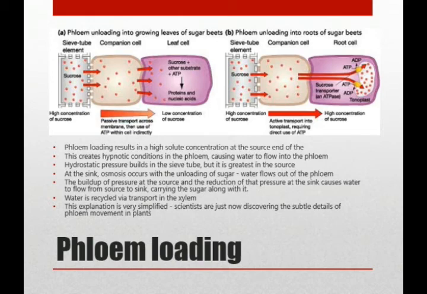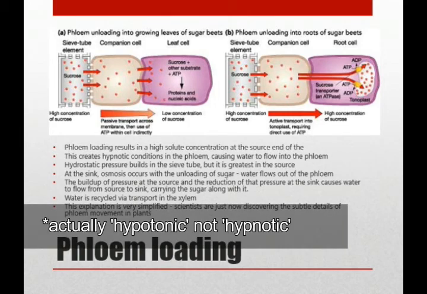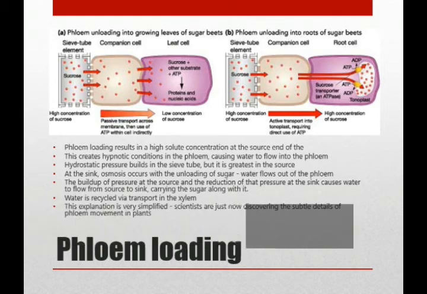Phloem loading. Phloem loading results in high solute concentration at the source end of the plant. This creates hypertonic conditions in the phloem, causing water to flow into the phloem. Hydrostatic pressure builds in the sieve tube, but it is greatest at the source. At the sink, osmosis occurs with the unloading of sugar. Water flows out of the phloem. Build-up of pressure at the source and reduction of pressure in the sink causes water to flow from source to sink, carrying the sugar along with it.